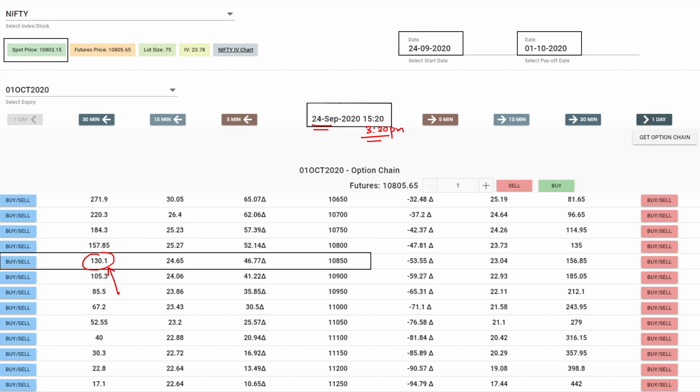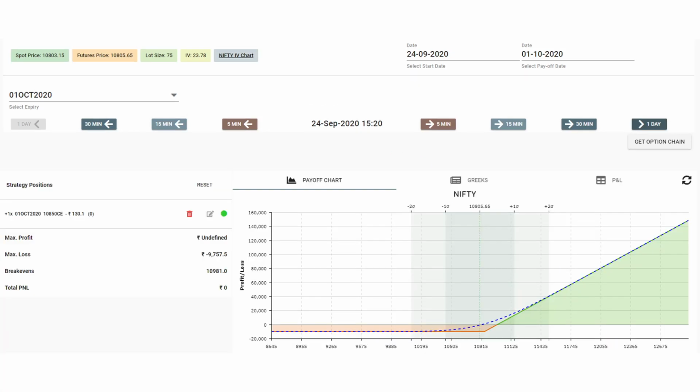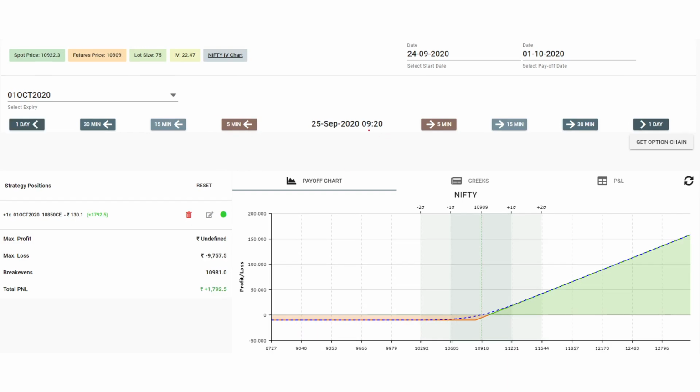The next thing that we have to do is just wait for the next day opening. This is the trade that we have created, and here we can see the maximum loss that we can get is around 9,757, which is equal to the deployed capital, because we are just taking a naked buy option. On the next day, that is on the 25th, around 9:20, what we saw is that we were already in profit of around 1,792 rupees, which is roughly 20 to 30% of the deployed capital.